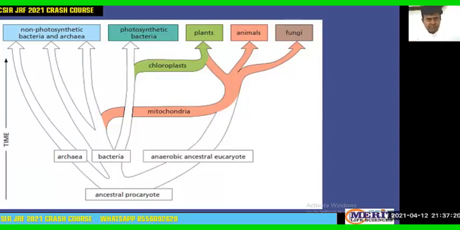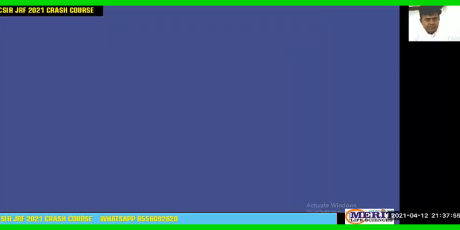Before knowing the membrane structure, you can see this ancestral prokaryote then divided into archaea bacteria and an anaerobic ancestral eukaryote. And then from bacteria, you can see this line is moving, right? This line is the mitochondrial line, and this line the chloroplast line. So chloroplast became part of plants, and mitochondria became part of animals, and then bifurcated into fungi also, right? So non-photosynthetic bacteria and archaea totally have a different kind of structure.